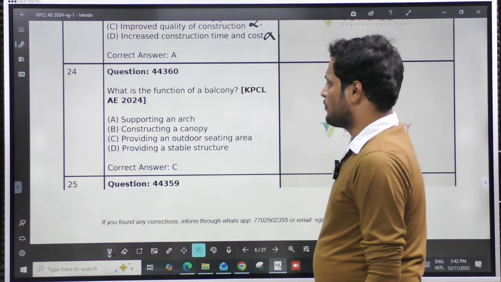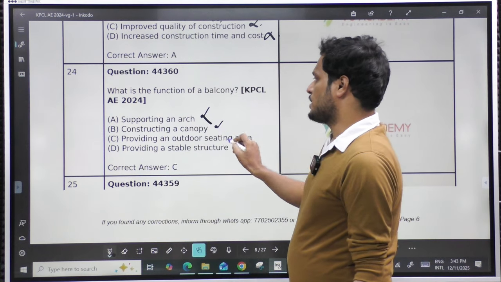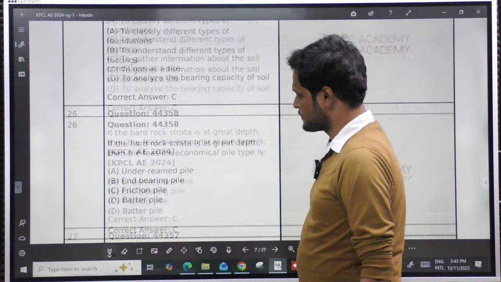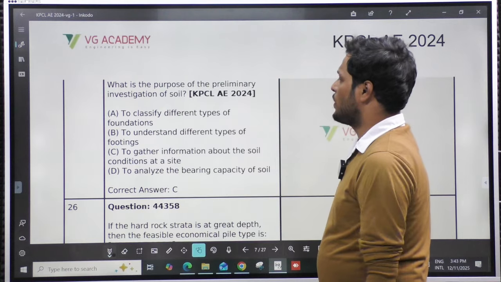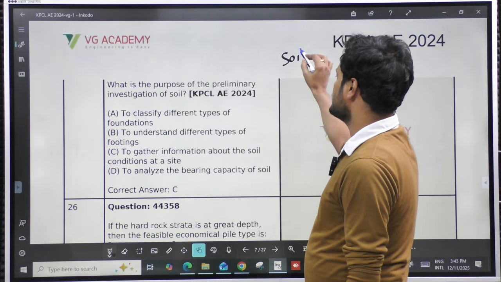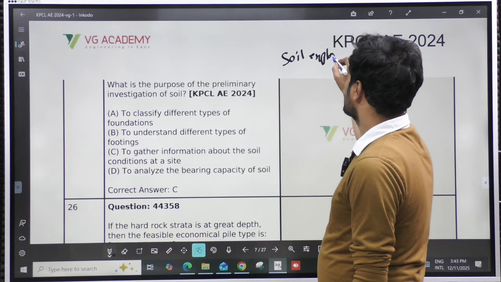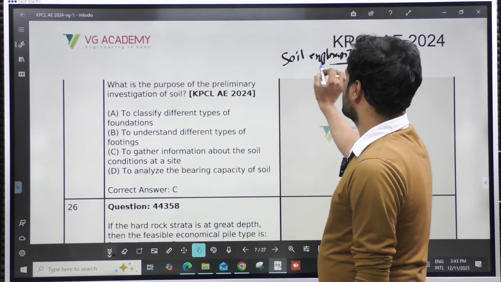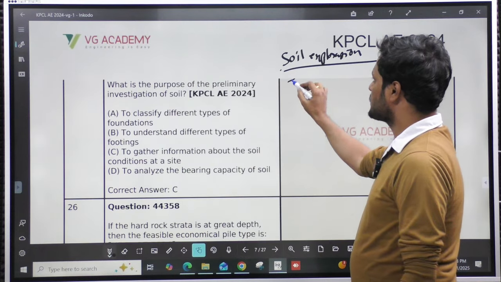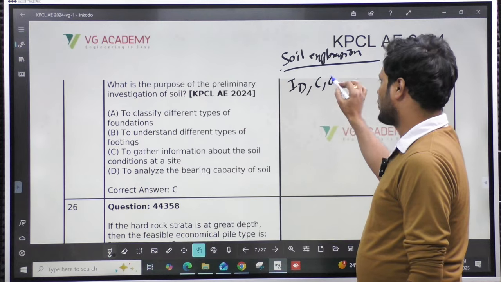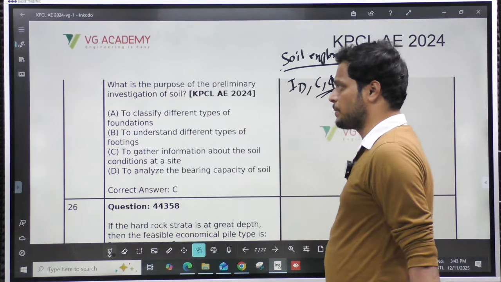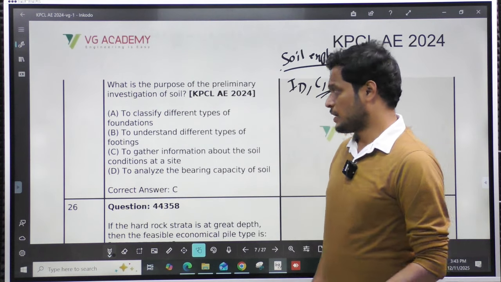What is the function of a balcony? Supporting an arch, constructing a canopy, providing an outdoor sitting area, building component. What is the purpose of preliminary investigation? So preliminary investigation means soil exploration. In soil exploration, through different types of tests, we will be getting the N value, C value, phi value by taking the samples. We take the samples through piston samplers and split spoon samplers.